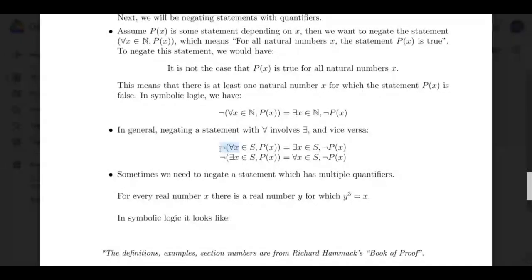Let's see the symbols. We want to negate this statement: for all x in the set of x, P of x. That means we can prove that there exists one x in the set of x which negates P. Same thing, if we want to negate the statement there is one x in the set of x, P of x, we can prove that for all x in the set of x, it negates P.